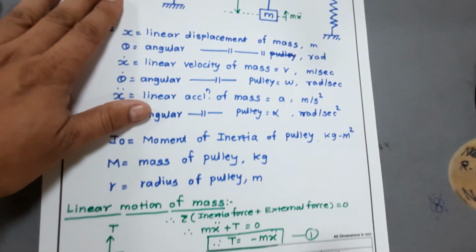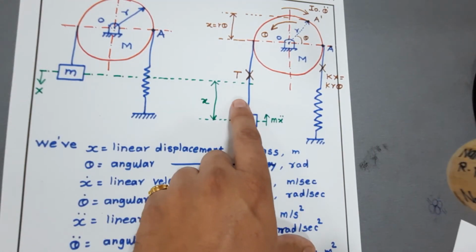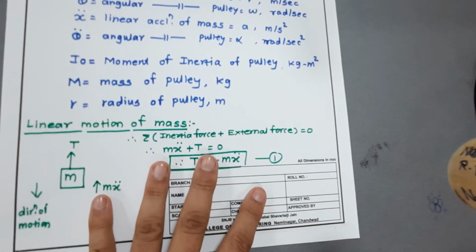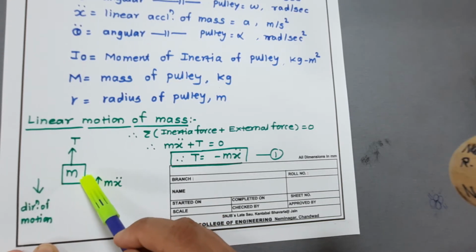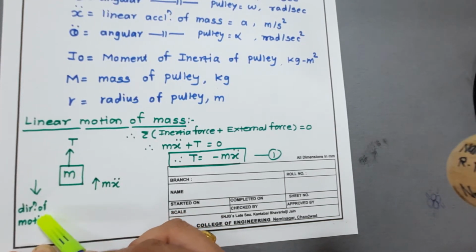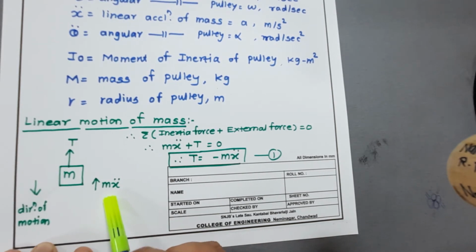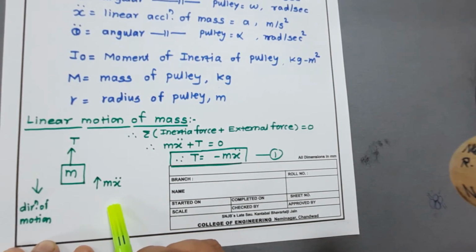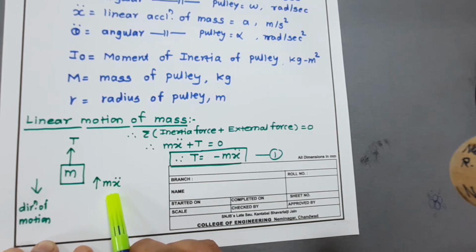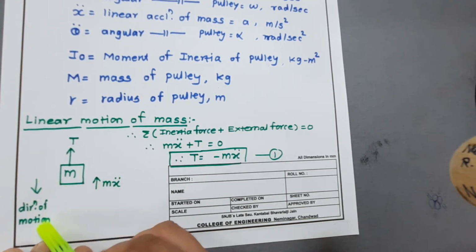Now we have to draw the free body diagram. This is the mass, and for this mass we calculate the linear motion. I have drawn the free body diagram of the mass here. The direction of motion of the mass is downward, hence the inertia force acting on the mass is in the upward direction, m x double dot. Always remember, inertia force is always opposite to the direction of motion of the mass, while inertia torque is always opposite to the direction of motion of the pulley. So m x double dot acts upward because the direction of motion is downward.